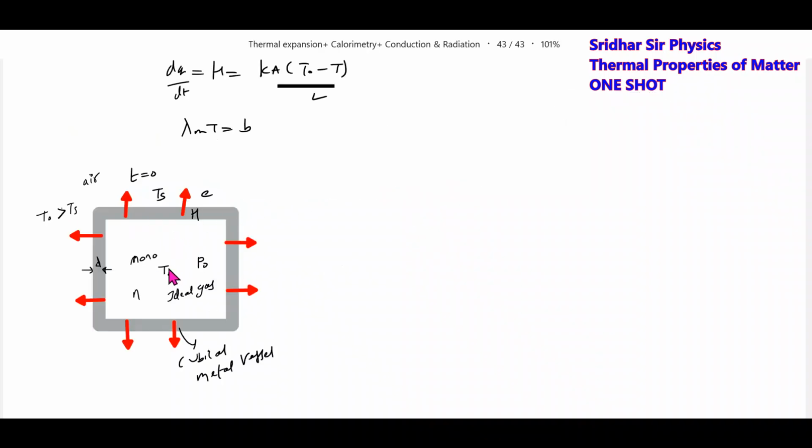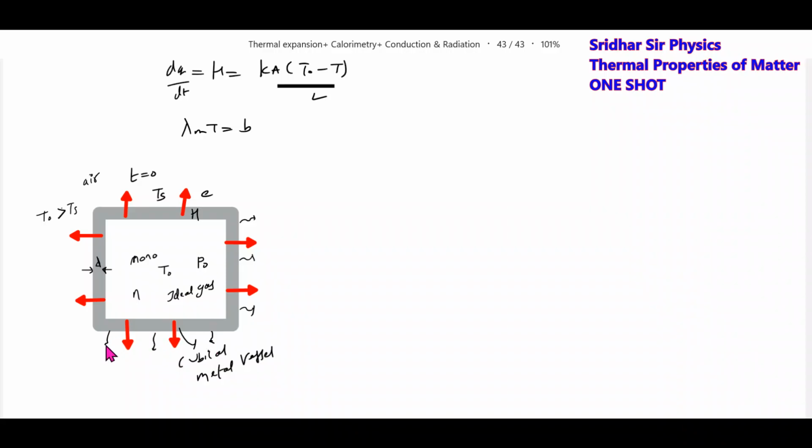One more condition, there is an ideal gas. There is a thermal cubical metal vessel. The outer surface will have emissivity E. It will also be emitting. And this will be very useful for you.